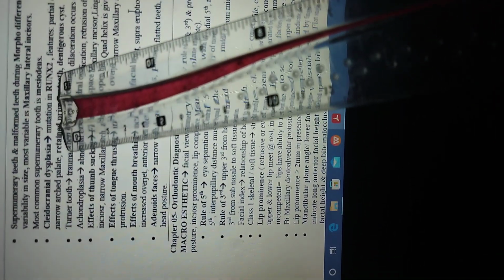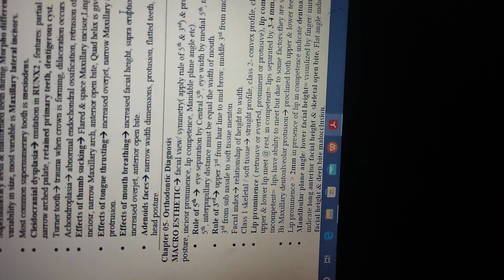Cleidocranial dysplasia is due to mutation in RUNX2. The features of cleidocranial dysplasia are partial or complete loss of clavicle, as the name denotes, narrow arched palate, retained primary teeth, and dentigerous cysts. Then tooth trauma when crown is forming.